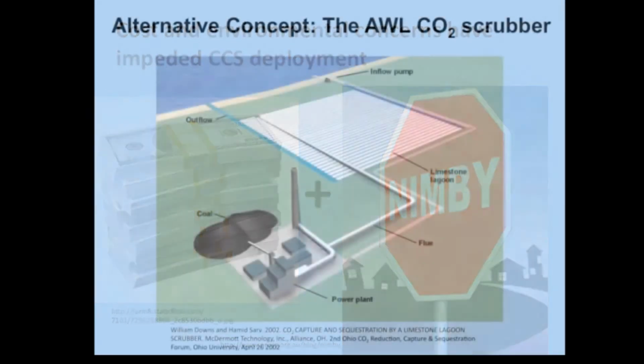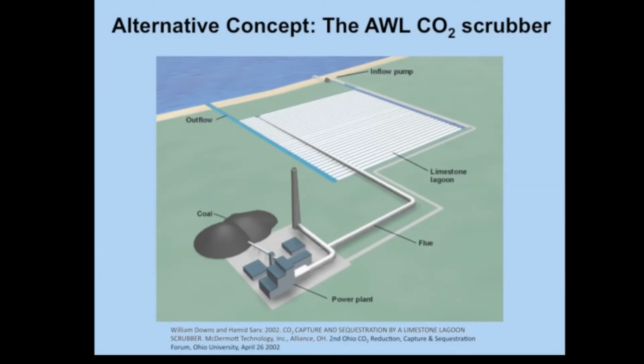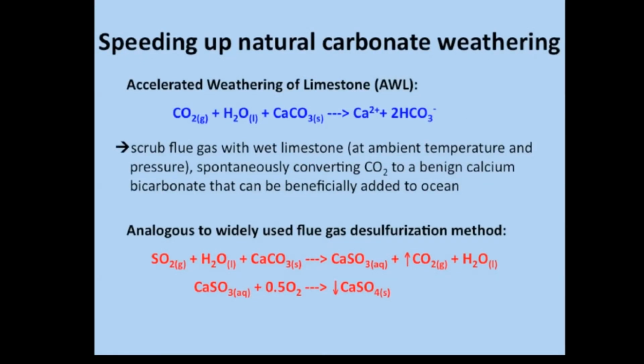The Planet Doctors offer a simpler, safer, and cheaper method of power plant CO2 mitigation that we call accelerated weathering of limestone, or AWL. It works by reacting power plant flue gas with seawater and limestone. This results in the spontaneous capture and conversion of the CO2 to dissolved calcium bicarbonate. AWL actually builds on existing power plant technology. Wet limestone scrubbing or seawater scrubbing are routinely used to remove another flue gas pollutant, sulfur dioxide.